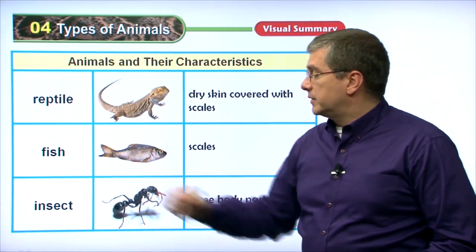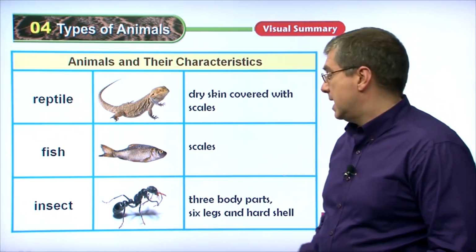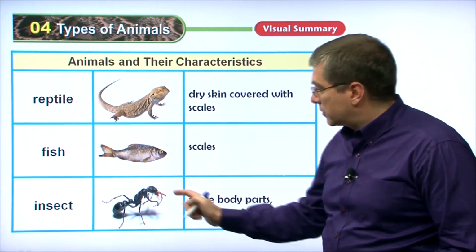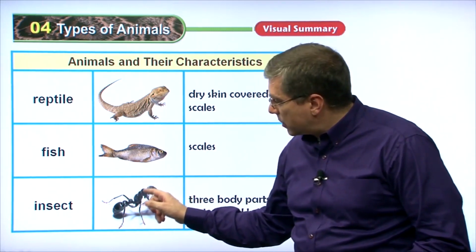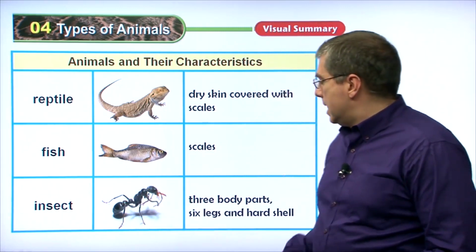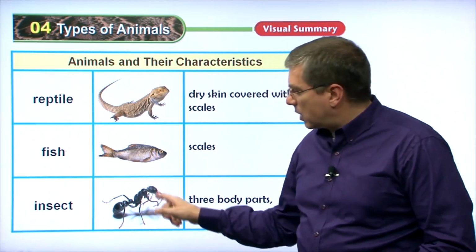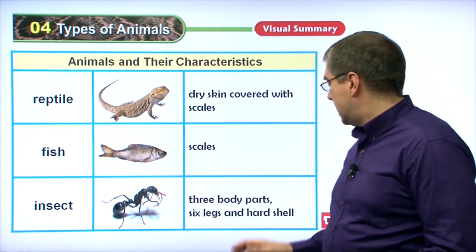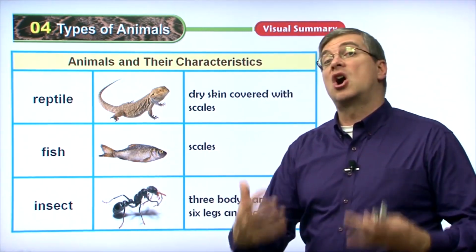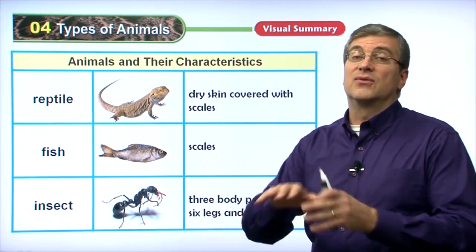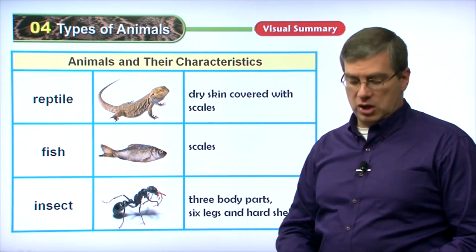Okay, the last group here, of course, is insect. What are the unique characteristics of insects? Insects have 3 body parts, right? The head, the thorax, and the abdomen. So we have the head, we have the thorax, and we have the abdomen here. 6 legs, 1, 2, 3, 4. You can't see the other 2. Maybe it's kind of hard, but you know this ant has 6 legs. And it has a hard shell for its body. No bones on the inside. It has a hard shell instead that provides the frame for the body. So insect is 3 body parts, 6 legs, and a hard shell.